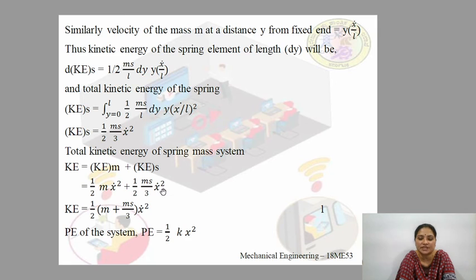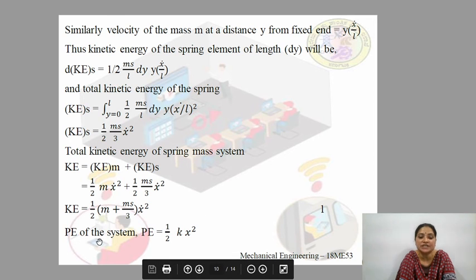After simplification, taking out the common terms, the value of kinetic energy is equal to 1 by 2 into m plus ms by 3, into x dot square. This is the equation for kinetic energy. Let us call this equation number 1. Now, the potential energy of this system is PE, which is equal to half k x square.